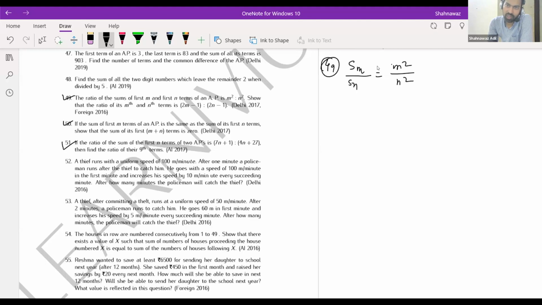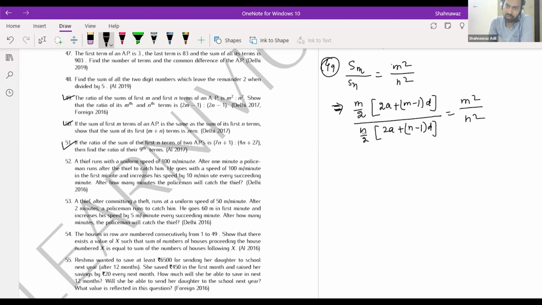Right. So Sm is how much? This is m by 2 into 2a plus m minus 1 into d. Right. And what is Sn? This is n by 2 into 2a plus n minus 1 into d. And this is equal to m squared divided by n squared.